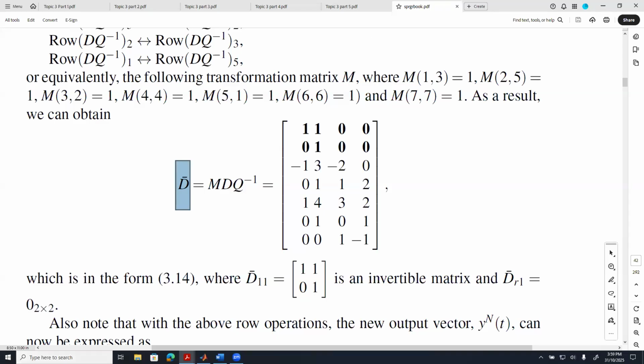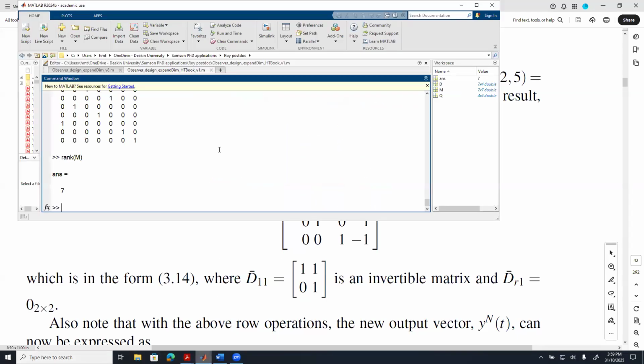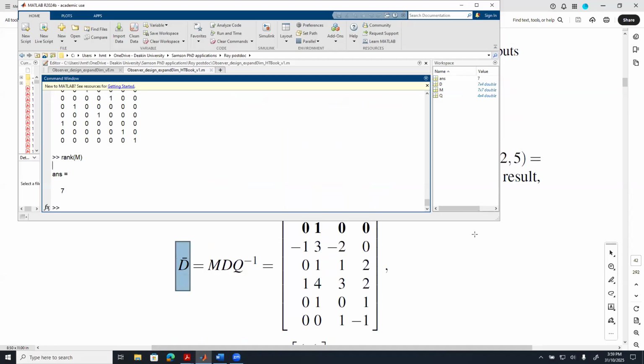If we do that, then we get the new matrix we call D bar. And it can be easily obtained. This is where we get M times D times inverse of Q.